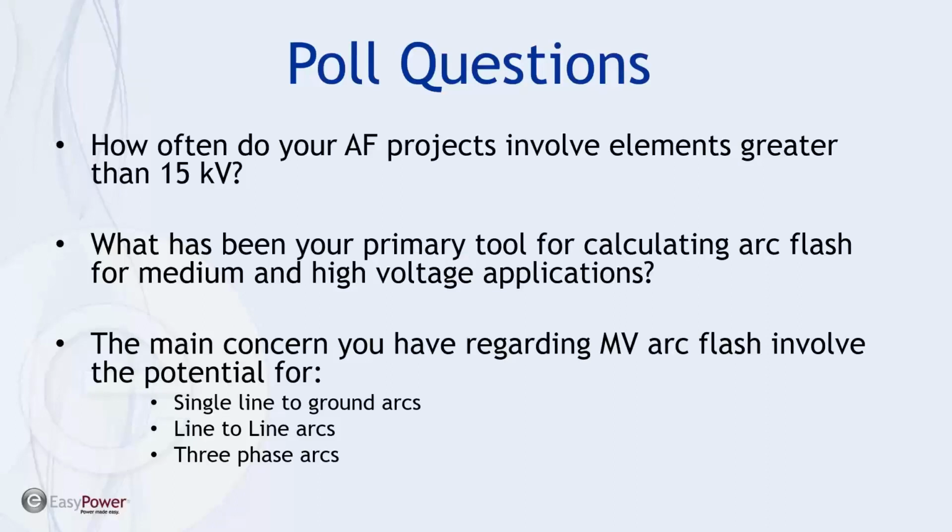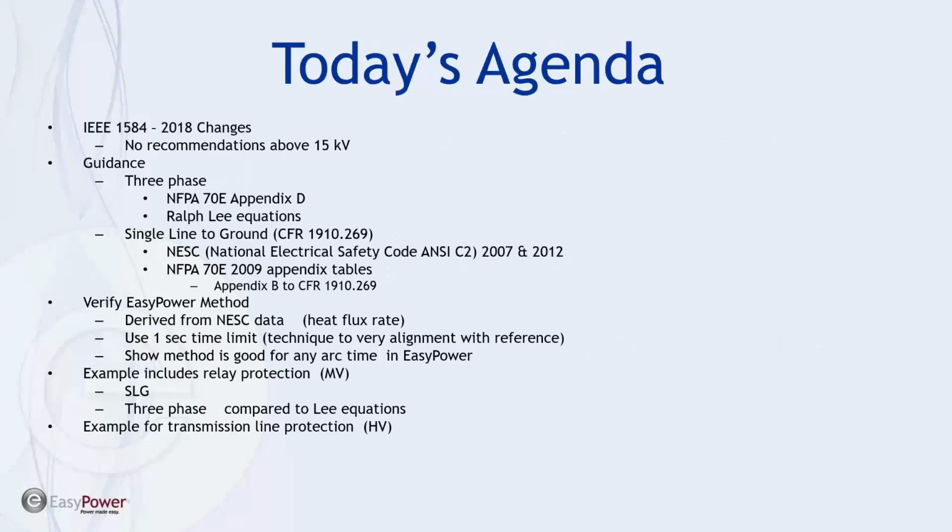Okay, so let's get into the meat of this, and hopefully I can make some sense of at least what I thought was confusing. As I'm going to repeat a couple times, in the new release of IEEE 1584, which was published in 2018, they specifically make no recommendations for any arc flash calculations above 15 kilovolts. So we're left with the guidance from a couple different sources.